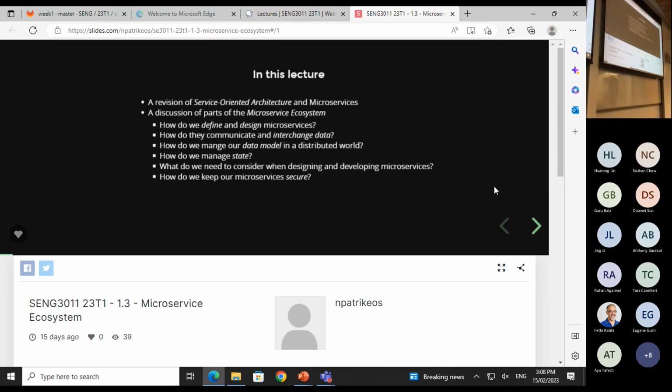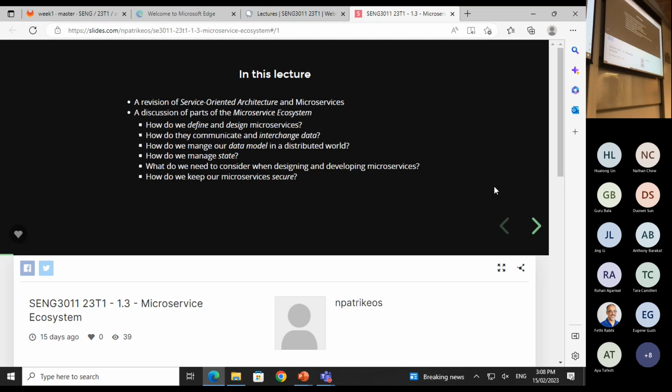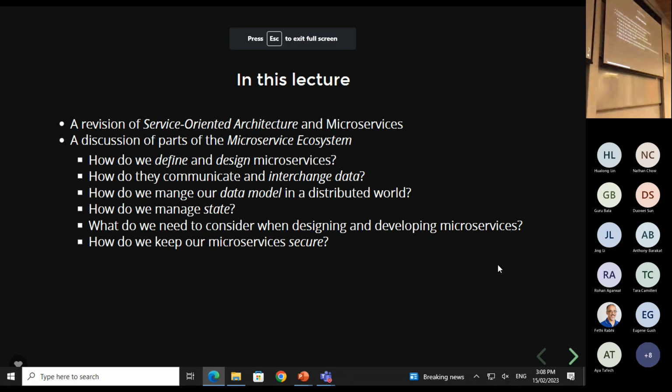Microservice ecosystem. Today, we're going to do a quick recap of what we mean by service-oriented architecture and microservices as a concept. And we'll talk about the lots of different paths there are to different microservice ecosystems. As part of that, how do we define and design them? How do they communicate and interchange data? How do we manage our data model? How do we manage state?